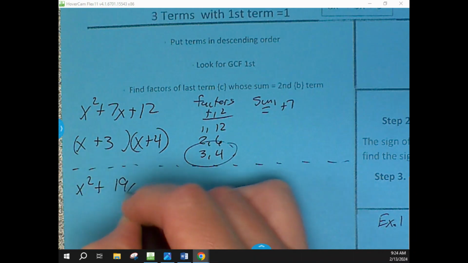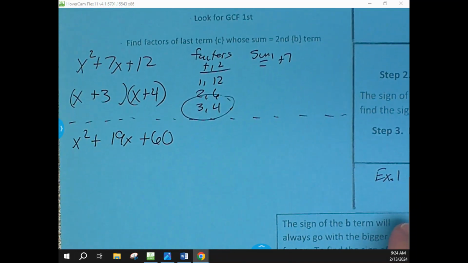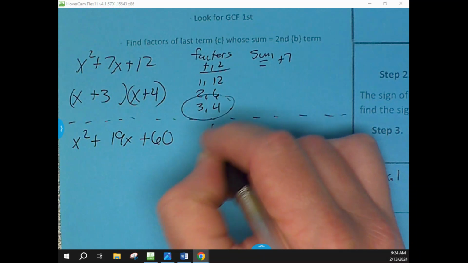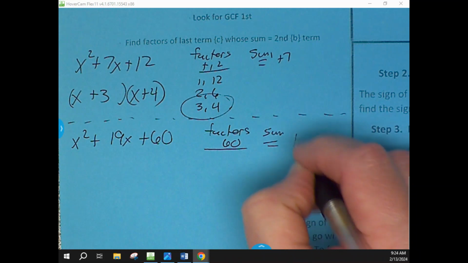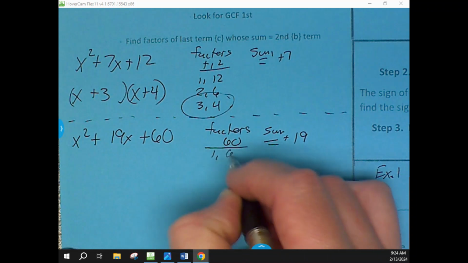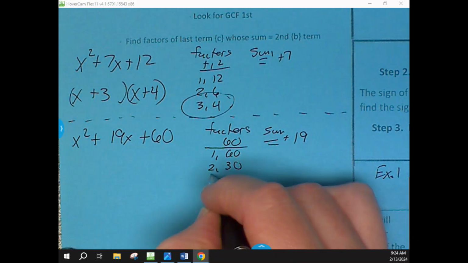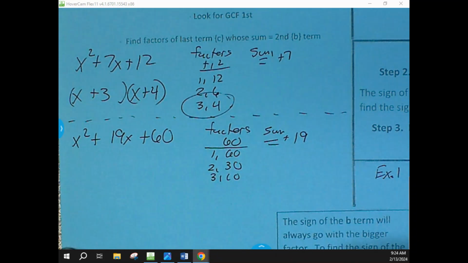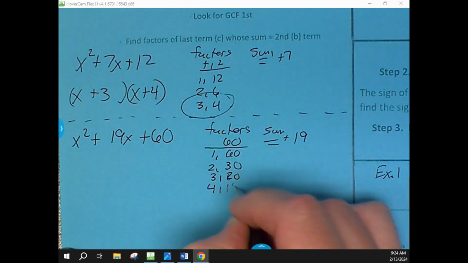So let's go x squared plus 19x plus 60. And then we'll throw a few negatives at you. All right, so again, factors of 60, where the sum is going to equal positive 19. Again, they're all positive, which makes life even easier for this thing because we don't have to worry about any signs being different. We know that all the answers are going to be positive. It's not 1 and 60. It's not 2 and 30. It's not 3 and 10. Sorry, 3 and 20. But it is 4 and 15.